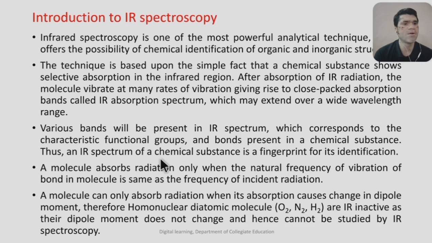For example, if our molecule contains an OH bond, the OH frequency of vibration is around 3300 per centimeter, and when we put IR radiation on that molecule, it will absorb only radiation corresponding to its vibrational frequency, that is 3300 per centimeter. A molecule can only absorb radiation when its absorption changes the dipole moment. This is one important condition for a molecule to exhibit IR spectroscopy.